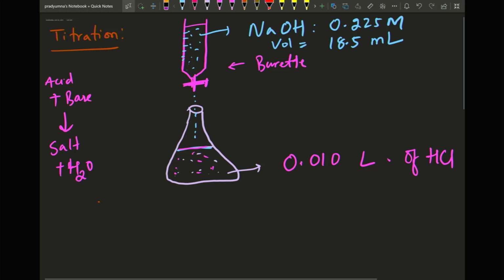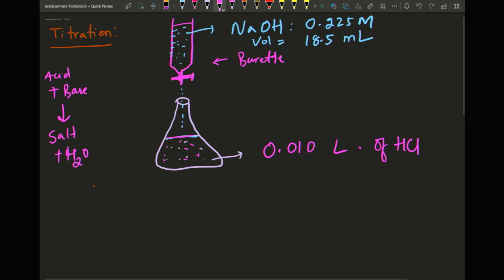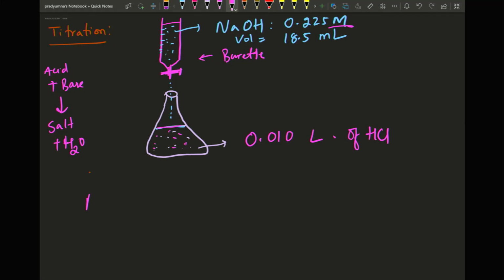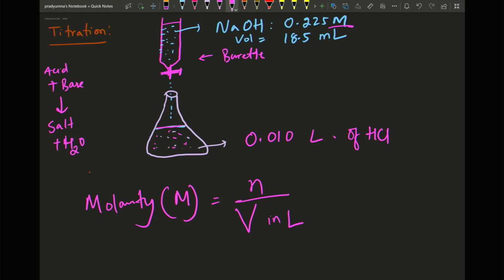Okay, so when you're working with molarity, what is molarity? If you don't know how to calculate molarity, ask me, and I'll send you the video from my previous courses. Molarity, which is capital M, is n divided by V in liters. What is n? n is the number of moles, and V is volume. Make sure this volume is in liters.